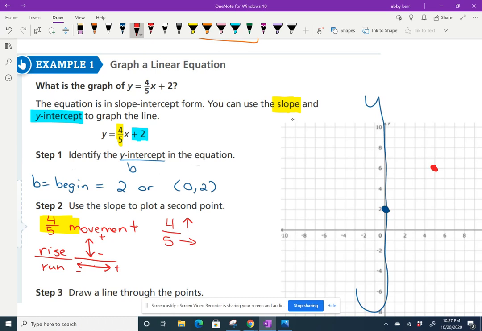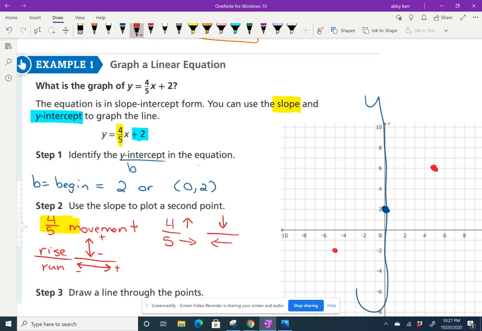Now, it's important to note you can also do the opposite. Instead of going up, you can go down. And then instead of going right, you can go left. So you can go 1, 2, 3, 4 spots down, and 1, 2, 3, 4, 5 to the left.